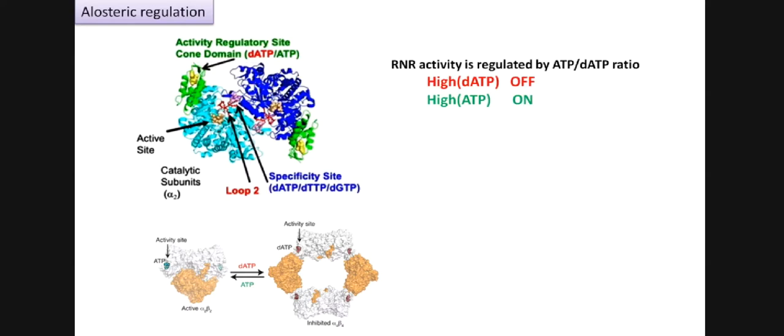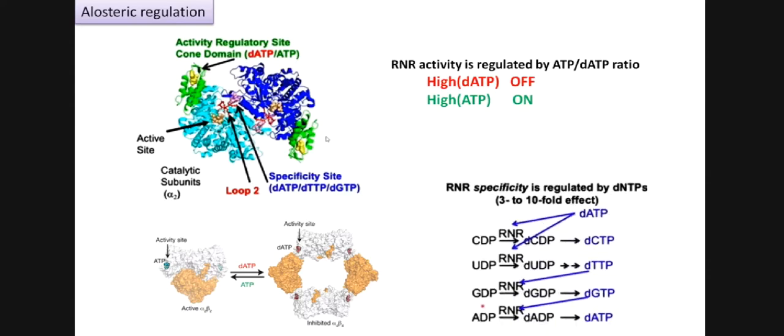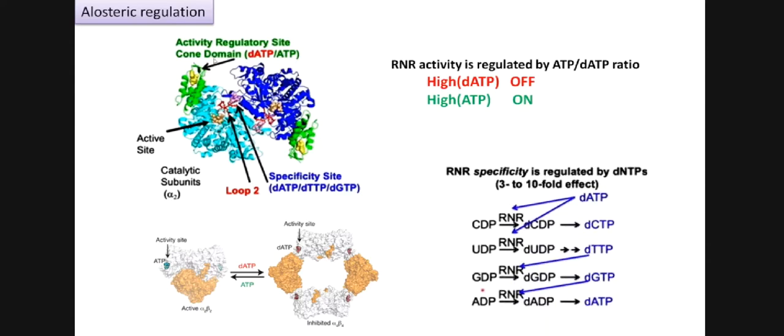When dATP binds here, this enzyme becomes inactive, and when the ATP concentration is higher, ATP binds there and activates the enzyme again. Besides this type of activity regulation, there is one specificity regulation where dATP, dTTP or dGTP can bind and regulate which substrate can bind to the active site.